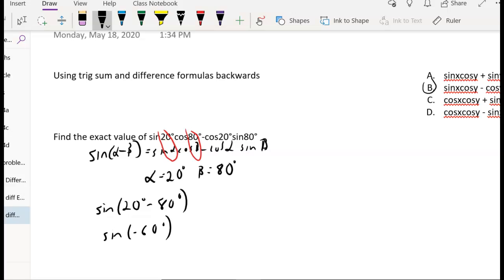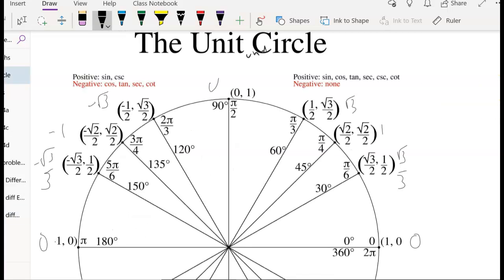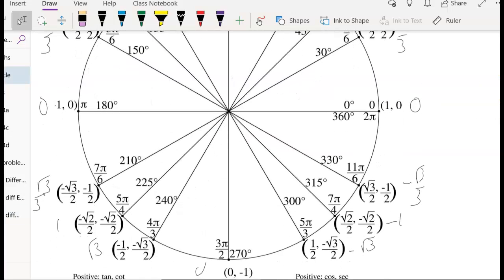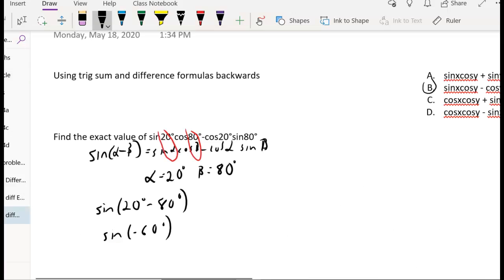Now, even though the original problem had a bunch of angles that weren't on the unit circle, now we've got an angle that is on the unit circle. At least it's coterminal with something that is. So if we look at the unit circle, negative 60 is right here, same place, coterminal with 300. We're looking at the sine, so there's the answer right there, negative radical 3 over 2. And that's all there is to it.